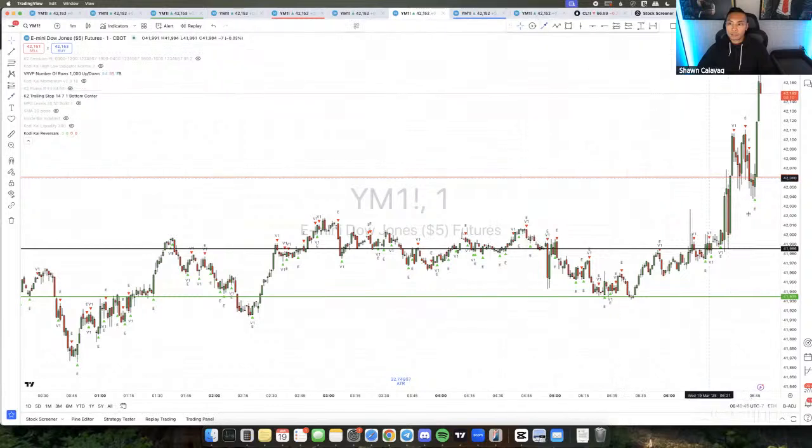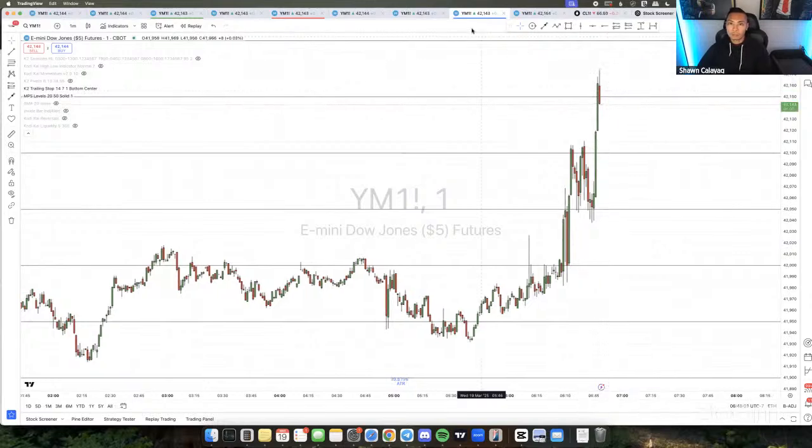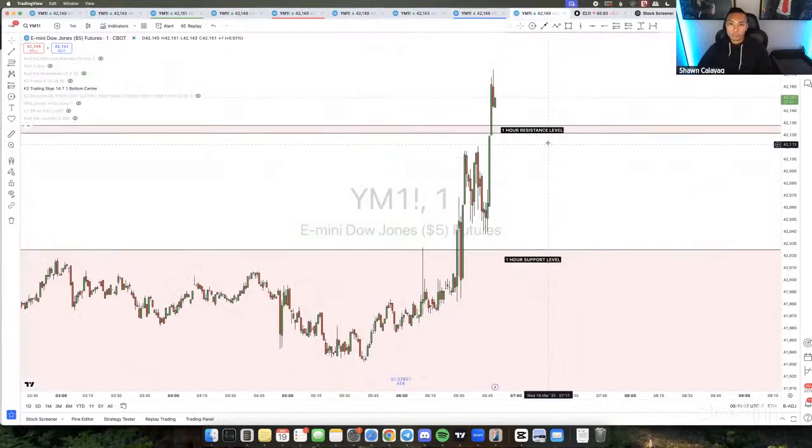Price did bounce off the value high, but that's about it. Looking over here at the clean chart, we have price possibly bouncing off this full number, which is the 42,150. We'll see. I mean, there's not really much here to work with. We have the 1 hour resistance level right here.